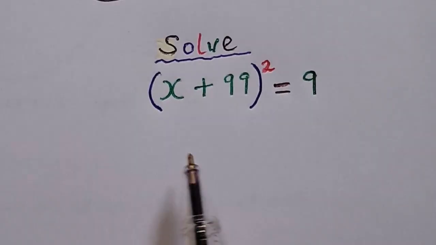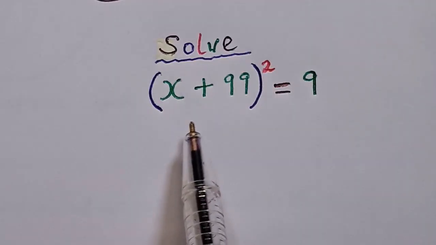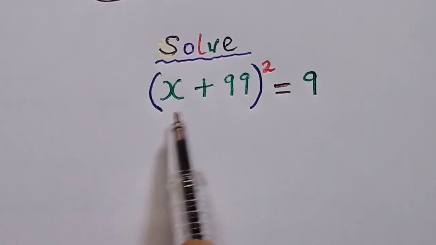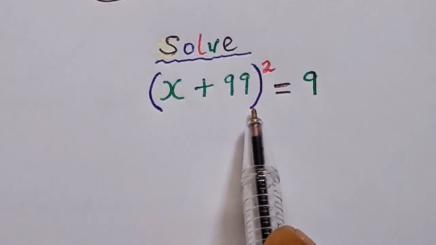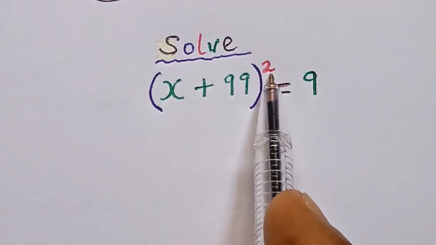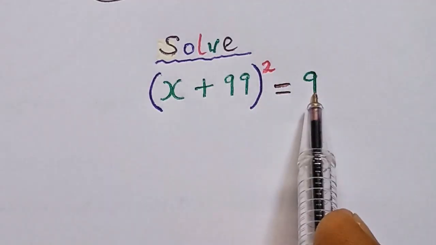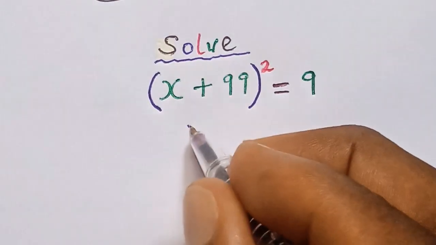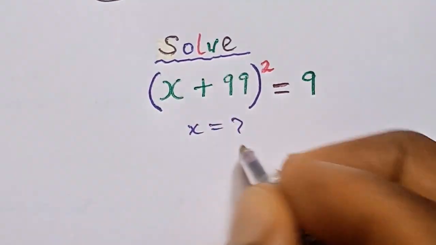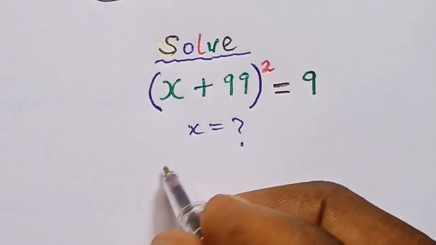In today's lesson, we have this interesting question over here. We have (x + 99) to the power of 2 equal to 9. What is the value of x? x equal to what? Solution.